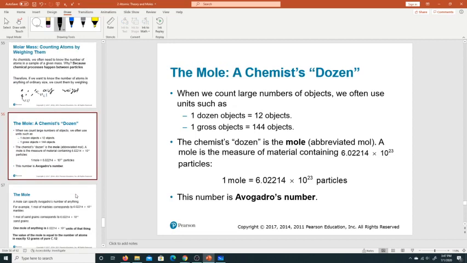So we're going to use this weighted average to do calculations. That's where moles come into play. A mole is like a chemist's dozen. Just like one dozen is 12, a gross is 144. A mole is just Avogadro's number, 6.022 times 10 to the 23. That's how a mole is related. Again, hopefully you've seen this last semester in Chem 1025.